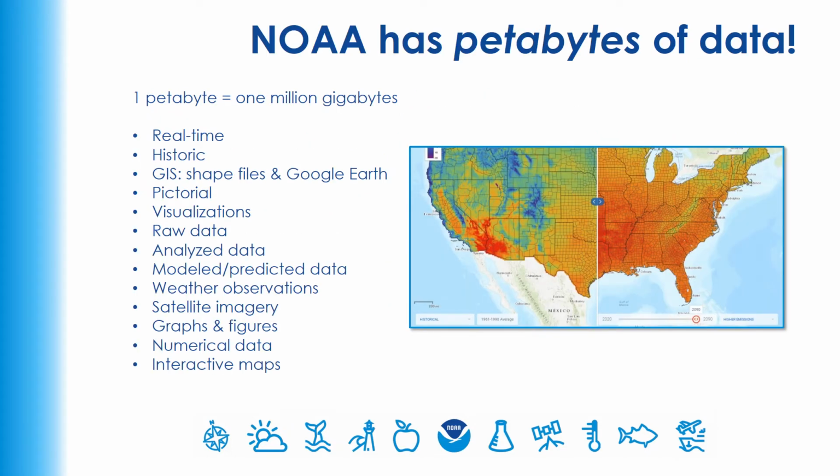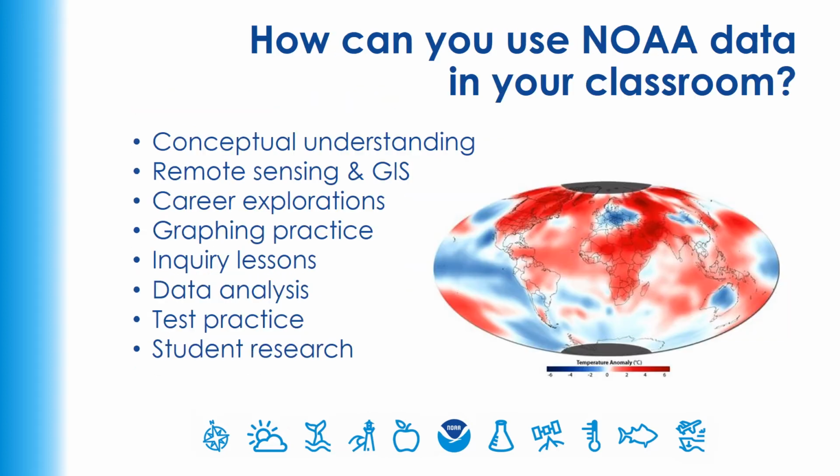So now that you know about NOAA, let's talk about that data. NOAA has petabytes of data, and 1 petabyte is equal to 1 million gigabytes, in case that's a new word for you. NOAA has tons and tons of data available in many different formats, and nearly all the data that NOAA collects is freely available for anyone who wants it. NOAA collects data from the land, from the ocean, from the atmosphere, and even from space.